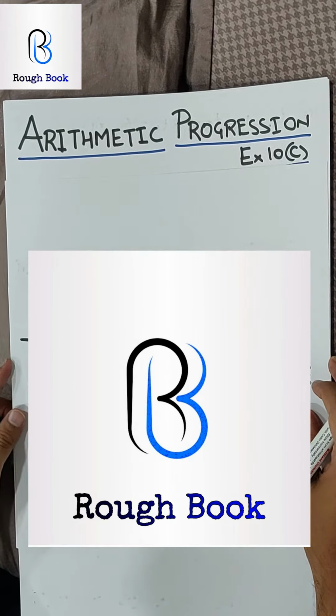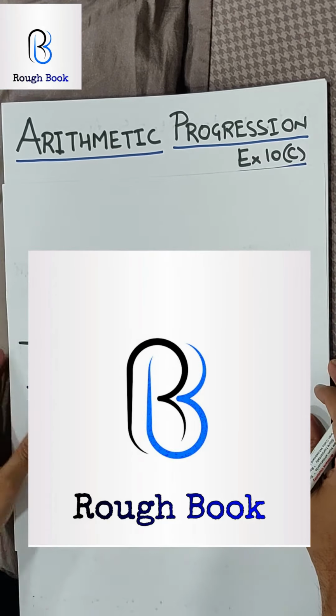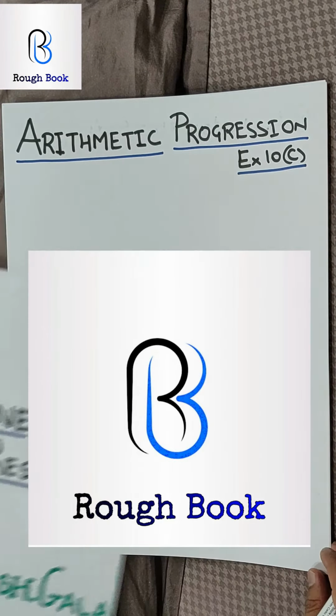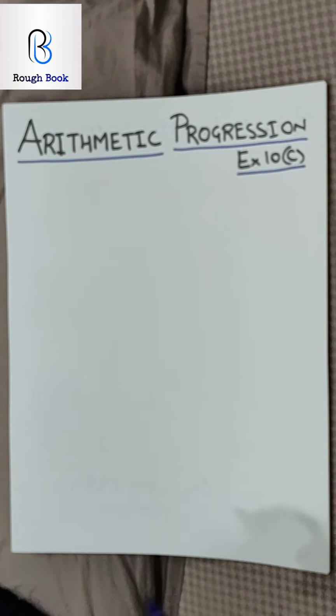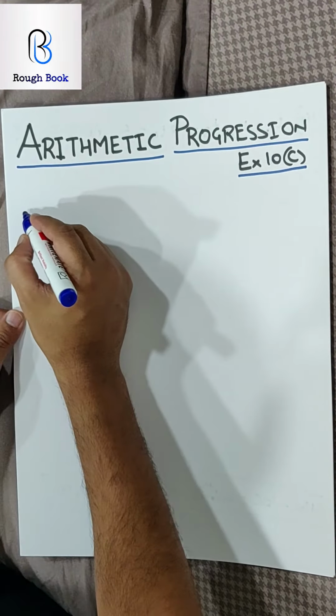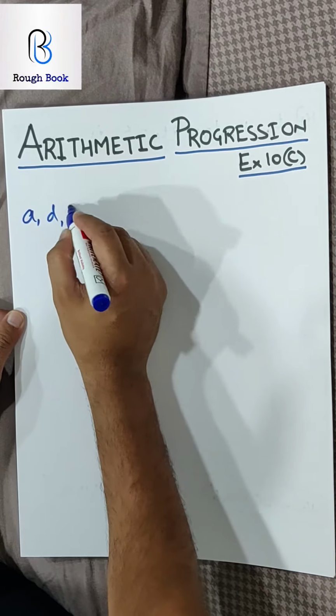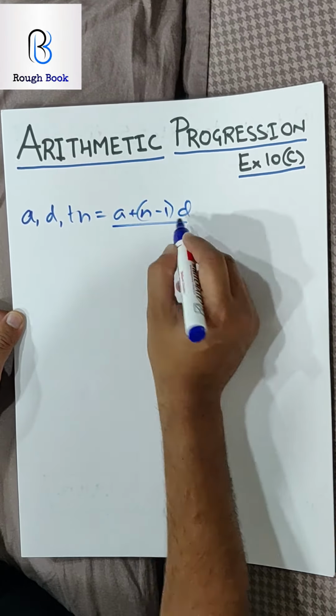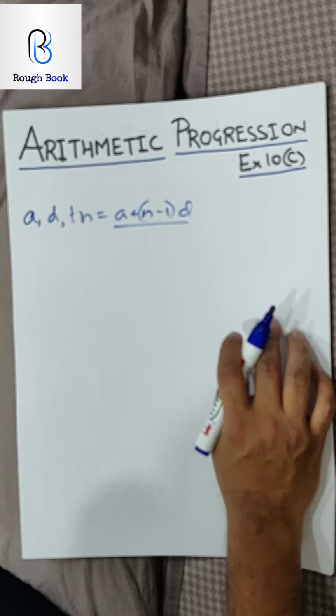Last time we finished exercise 10B. I'm sure all of you are working hard at home and doing your bit. Let's go ahead. Today we are beginning with exercise 10C. Earlier we understood a few terminologies like a, d and term number. The formula of term number is a plus n minus 1 into d.